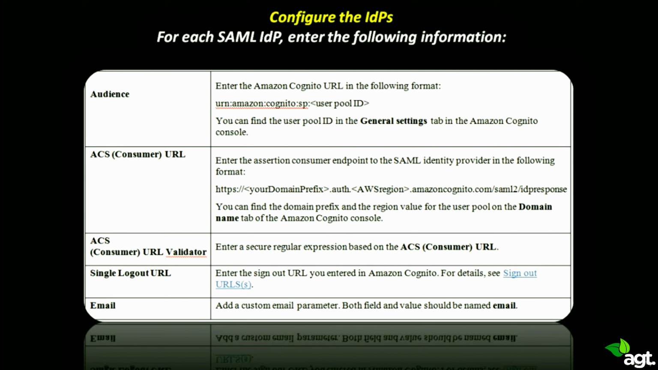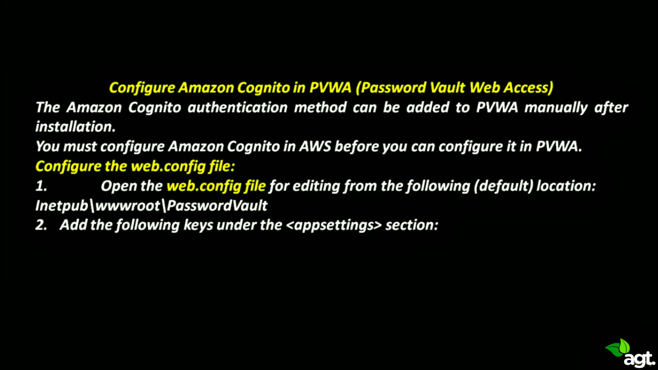Okay, so now configure Amazon Cognito in PWA, the Password Vault Web Access. The Amazon Cognito authentication method can be added to PVWA manually after installation. You must configure Amazon Cognito in AWS before you can configure it in PVWA. So now configure the web.config file.